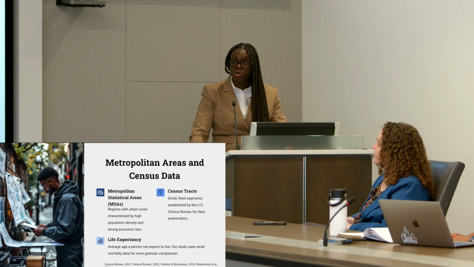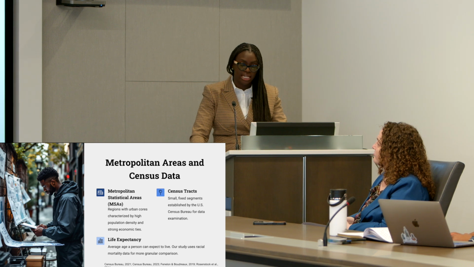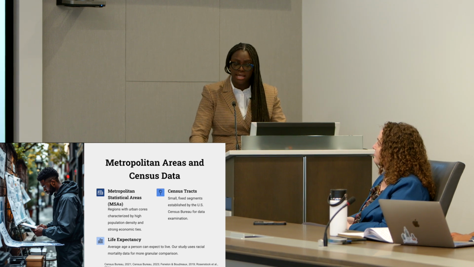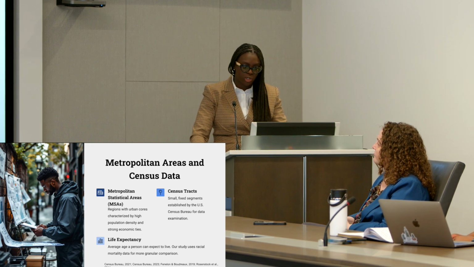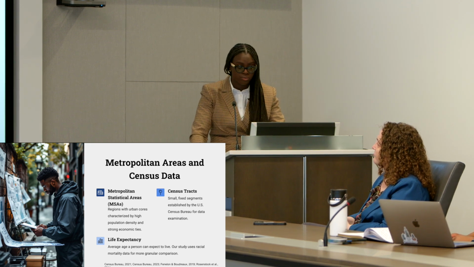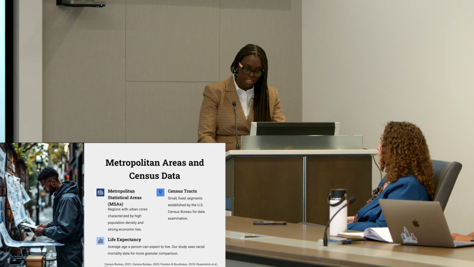Metropolitan statistical areas, also known as MSAs, are regions with urban cores, characterized by high population density and strong economic ties. Census tracts are small, fixed segments that are established by the U.S. Census Bureau for data examination. Life expectancy is the average age a person can expect to live, but our study uses racial mortality data for a more granular comparison.